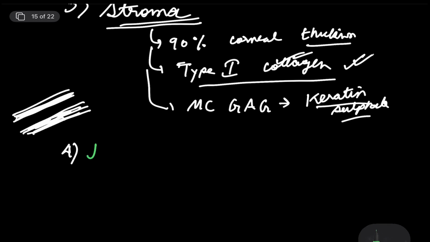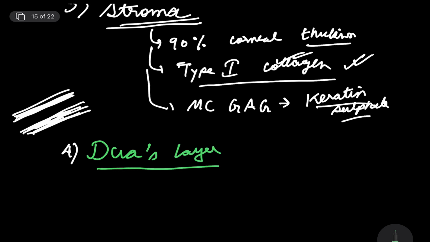Okay. Now let's move on to the next layer, which is the Dua's layer. Let's use green. Dua's layer. What is Dua? Dua Lipa? Kind of. It is kind of Dua Lipa because Dua is actually the name of the person who discovered this layer. It is named after Dr. Harvinder Dua.